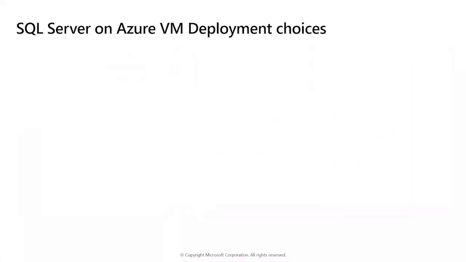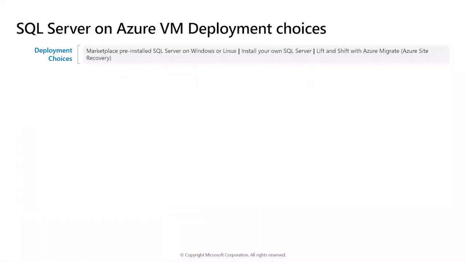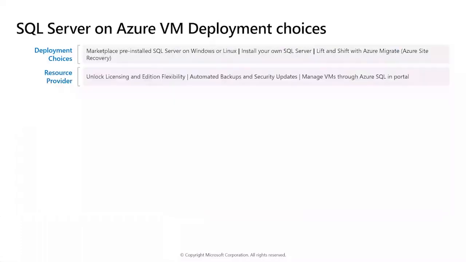So you have three options to deploy a SQL Server to an Azure virtual machine. There are some pre-installed SQL Server on Windows and Linux virtual machines in Azure, which you can access through the marketplace. You can also install your own SQL Server to an Azure virtual machine. You can lift and shift your on-premises SQL databases using Azure Migrate and Azure Site Recovery. How SQL Server on Azure Virtual Machine might benefit you is you've got greater access to licensing and additional flexibility in the cloud. Some of the backups can be automated and you can apply security updates to your databases as well.